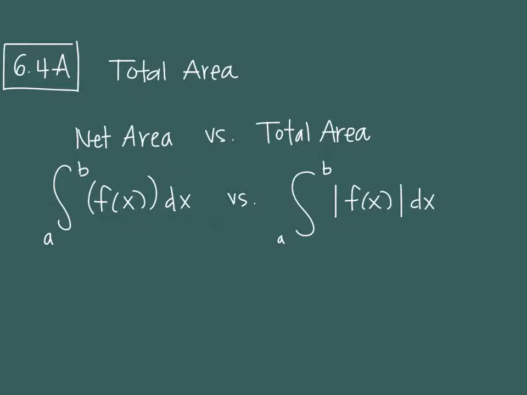When would these two be the same? Would there ever be a case? Yeah, when you have a function that never goes negative. When a function is exclusively above the x-axis, or equal to the x-axis, then these two things would be equal. But if there's any portion of the function that does dip beneath the x-axis, your net is going to be less than your total.